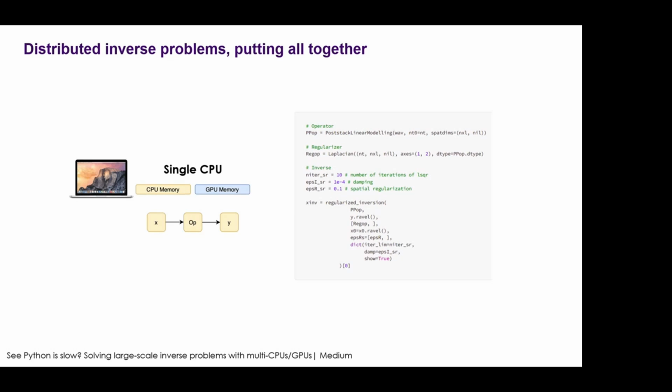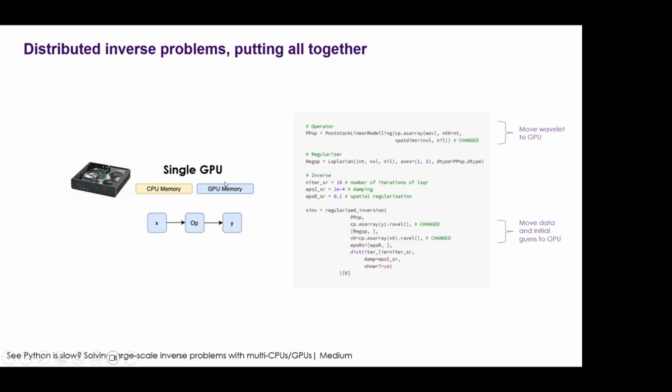So this is really the entire piece of code for the single CPU case, where you build the operator and the regularizer, and then you solve it with a solver. This is what happens on the GPU. I already mentioned this previously.